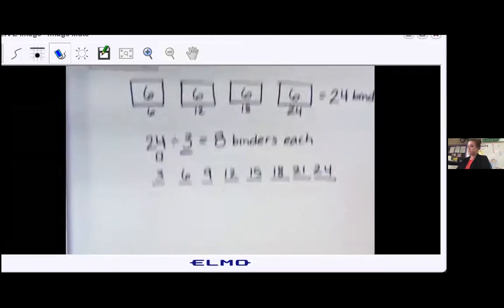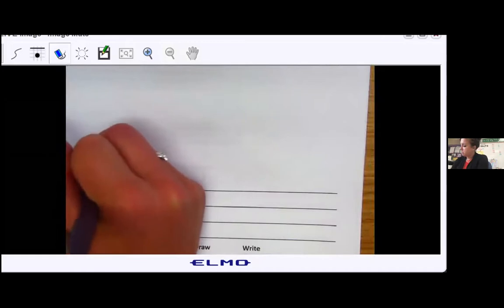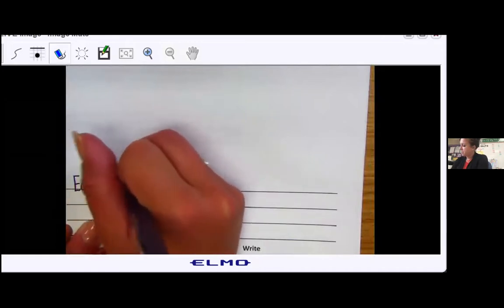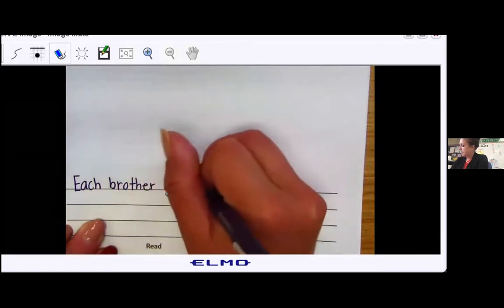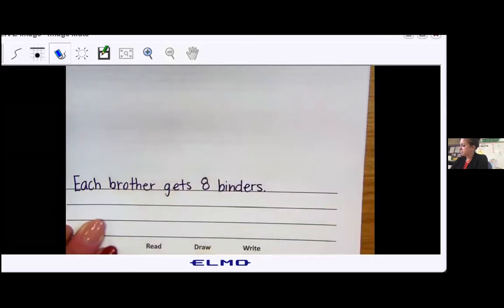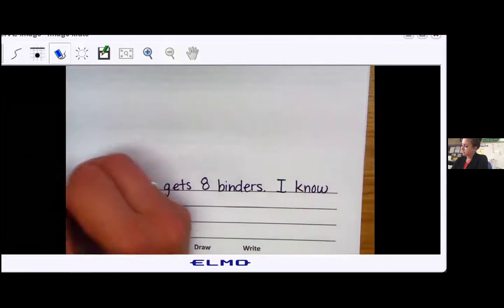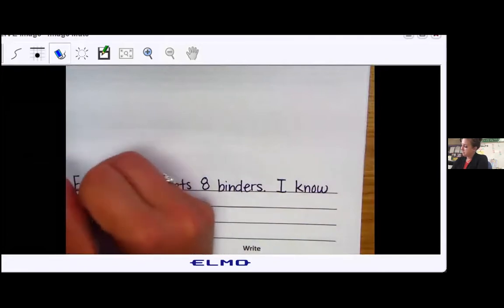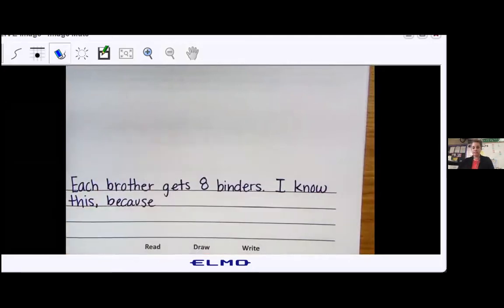So coming down to write, I'm going to say each brother gets 8 binders. I know this because, and then again, I want you to finish that sentence. How did you solve the problem to get 8 binders?